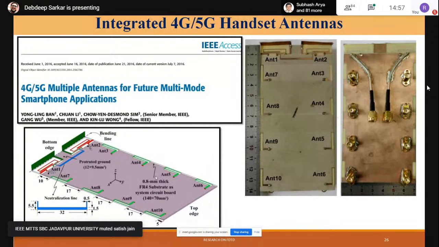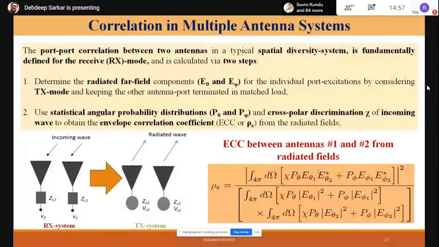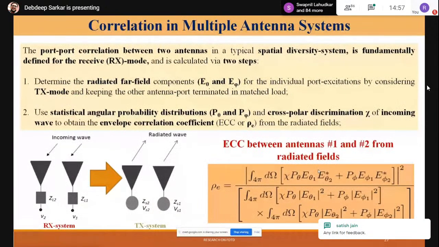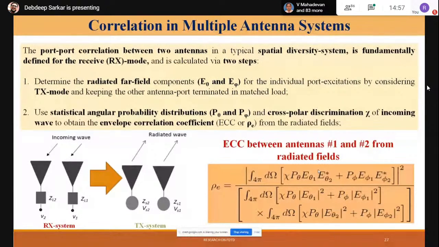Anyway, what I was saying is that for these integrated 4G, 5G handset antennas, we have to place all these antennas close to each other. So again, the challenges increase manifold, but the basic things remain the same: we need to ensure low coupling and low envelope correlation coefficient. Then the challenge is how to evaluate it. We were talking about minimizing it, so how do we evaluate the correlation coefficient in this multiple antenna system?